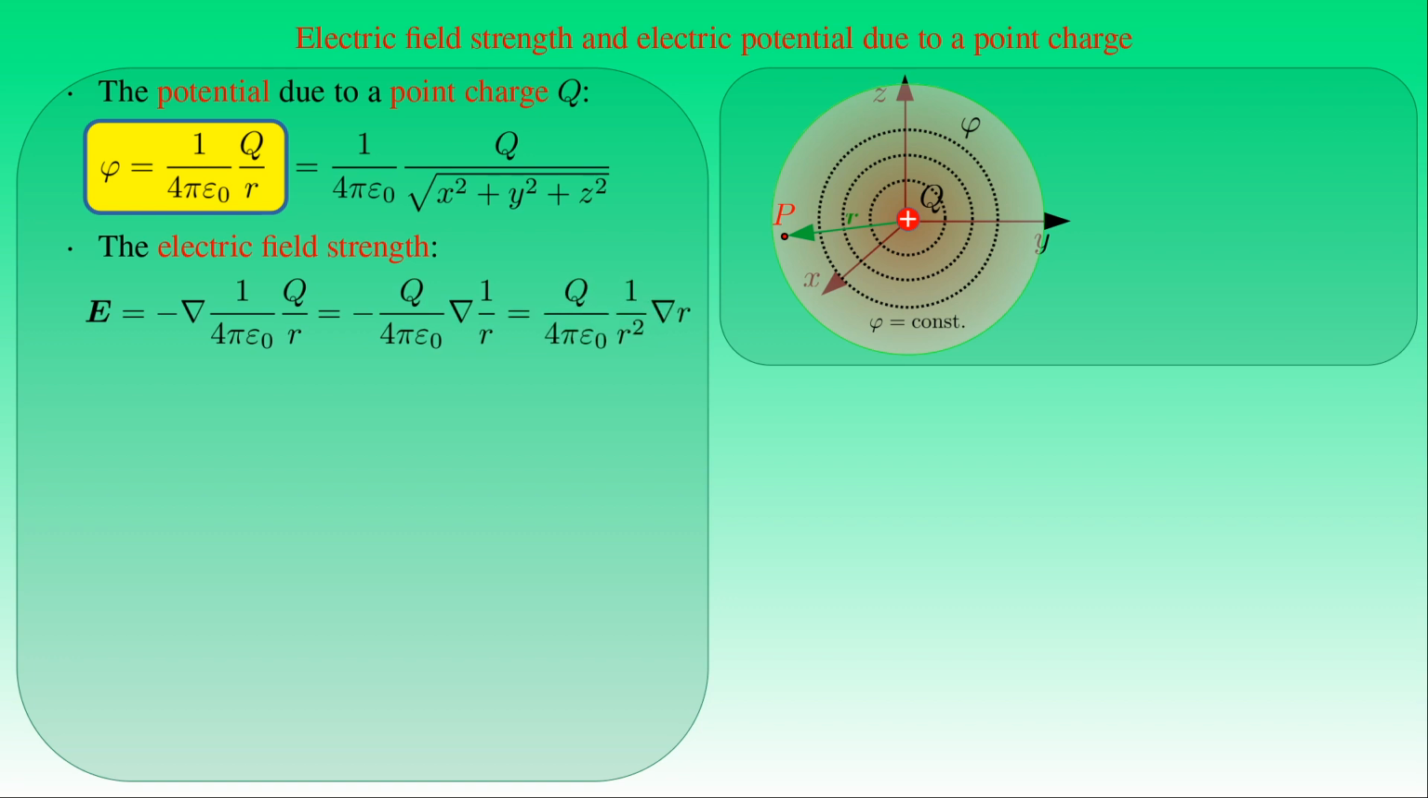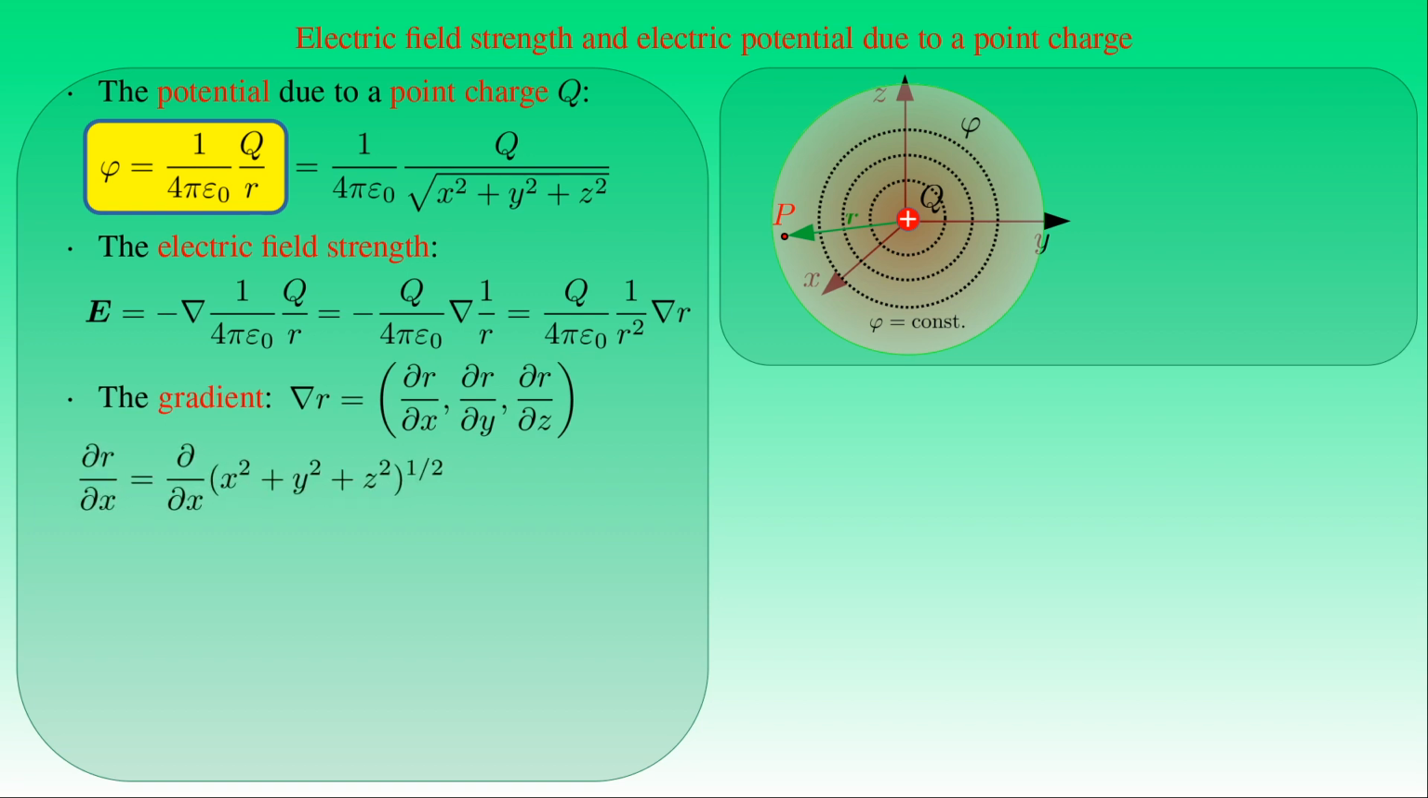Since the Cartesian components of the gradient of the distance function r are given by the partial derivatives of r with respect to the corresponding coordinates, we can compute the x component of the gradient if we substitute the distance r expressed in Cartesian coordinates into its partial derivative with respect to x. By applying the chain rule for the sum of x squared, y squared and z squared to 1 over 2, we obtain 1 over 2, times the sum of x squared, y squared and z squared to minus 1 over 2, times the partial derivative of the sum of x squared, y squared and z squared with respect to x.